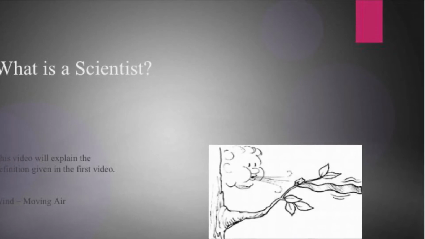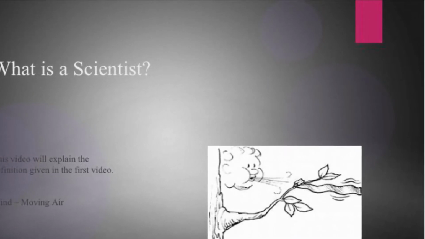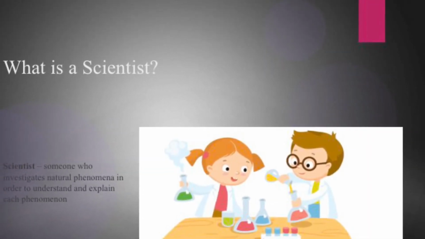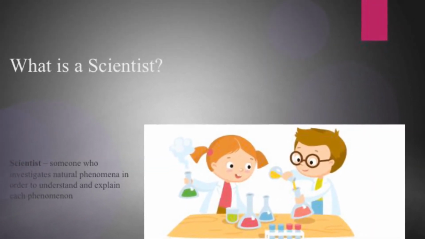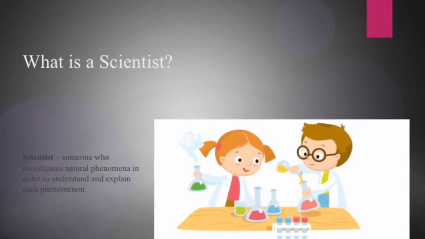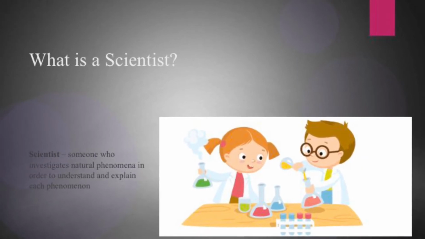The first definition is wind. What is wind? Wind is moving air. Next slide. Scientist. Someone who investigates natural phenomena in order to explain and understand each phenomenon.